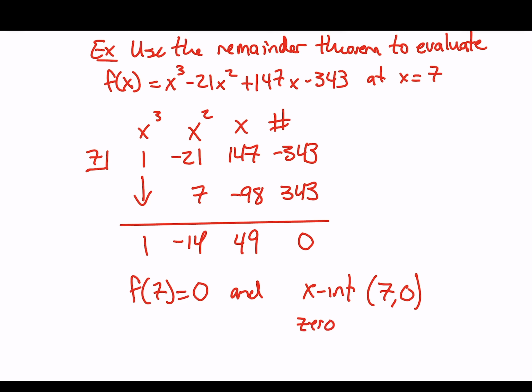We have a 0 at x equals 7, and we know that x minus 7 is a factor of our original function. So x-intercepts, zeros, and factors of our functions, that really means the same thing. Zeros, x-intercepts, solutions, roots, those words are all talking about the same thing. Okay? So let's now move on, and we'll talk about finding zeros of a polynomial.